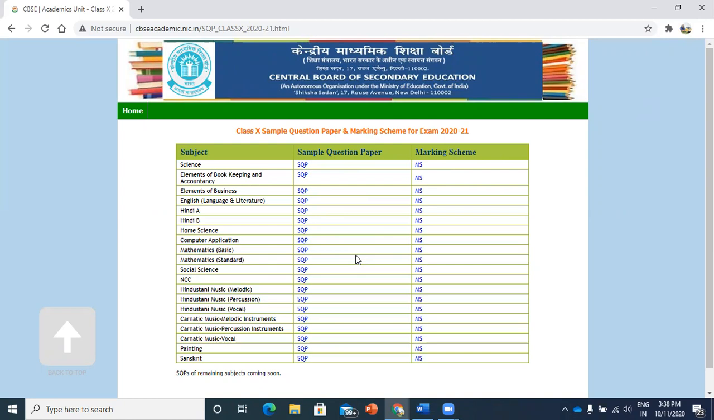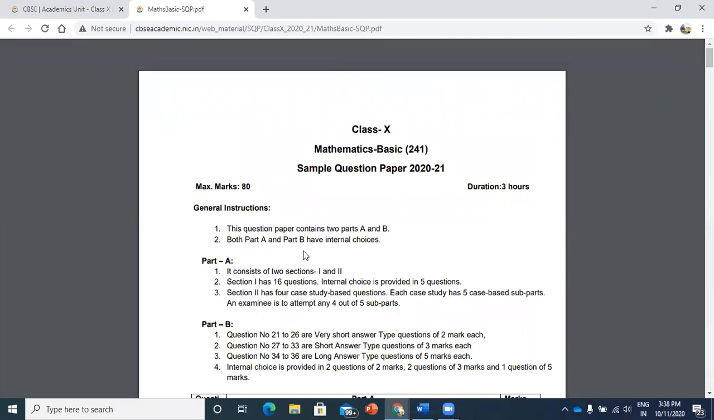Lots of classes have been lost, but in spite of that, the pattern has changed and we have no choice but to study this. So I'm here to especially tell you the difference between the maths basic and standard paper and what changes have been observed this particular year as compared to the previous years. This is the marking scheme and this is the question paper. So let me take out the maths basic paper. Okay, so this is our sample question paper released yesterday by the board.